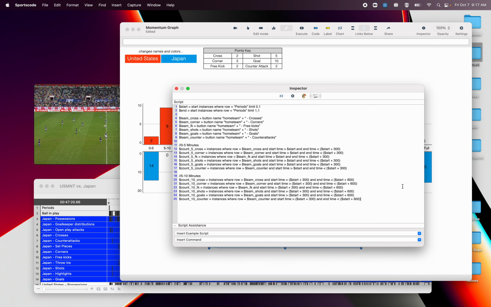And we'll just do one more. So 5 to, sorry, we're now at 10 minutes, 10 to 15 minutes. Again, I'm just going to take these first two, and now we're going to go 15, 15.